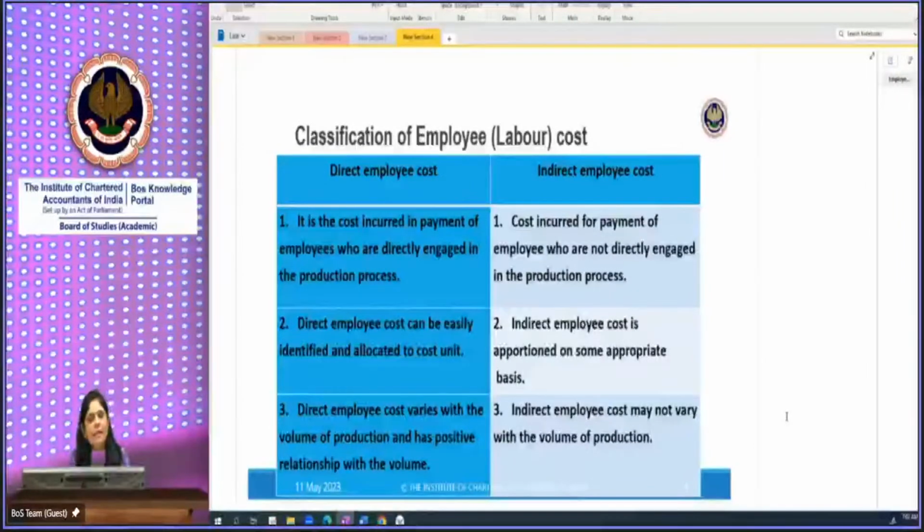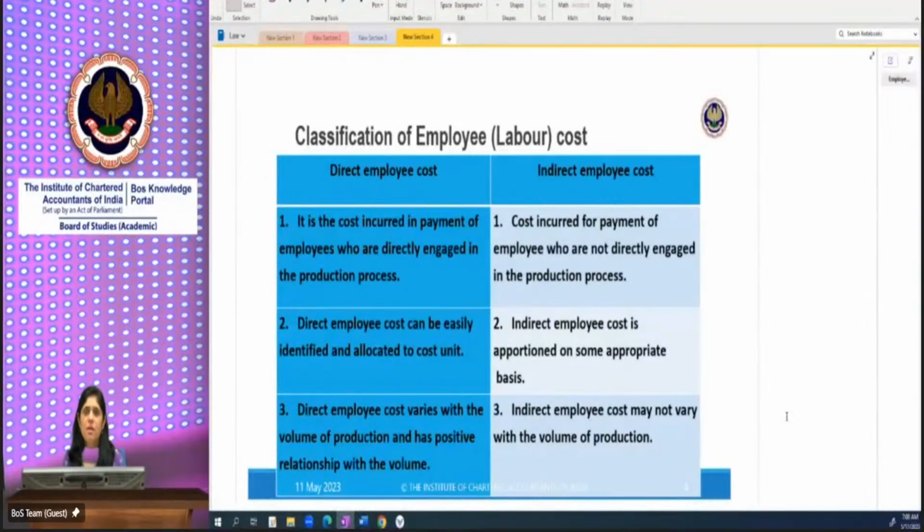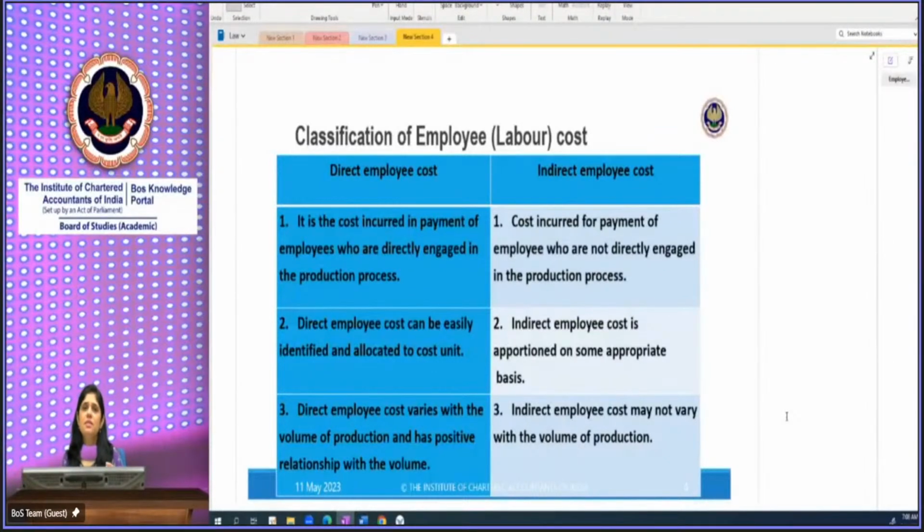Indirect labor means which we cannot directly relate to the product. For example, 5 workers are working on the product, in the production of that product. So the wages and salary paid to those 5 workers is direct labor cost. We know exactly how much time those workers have contributed to that product.